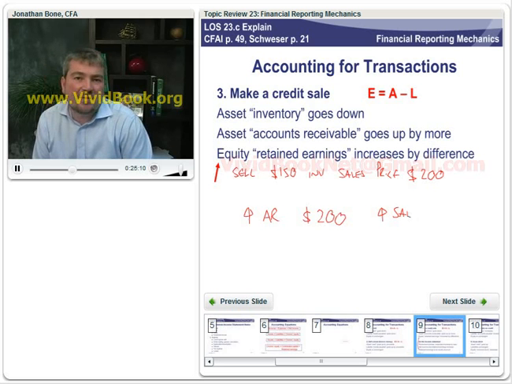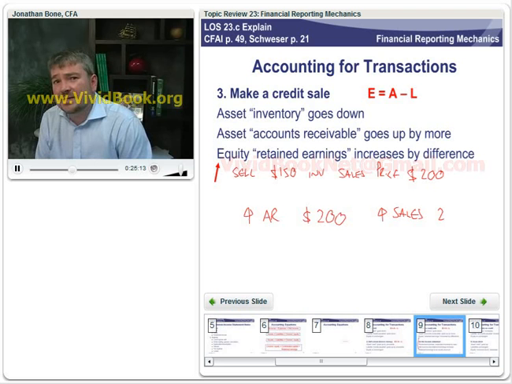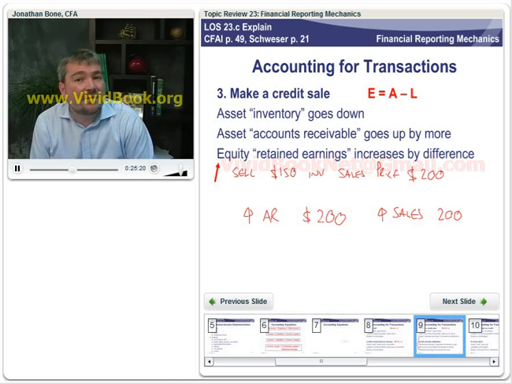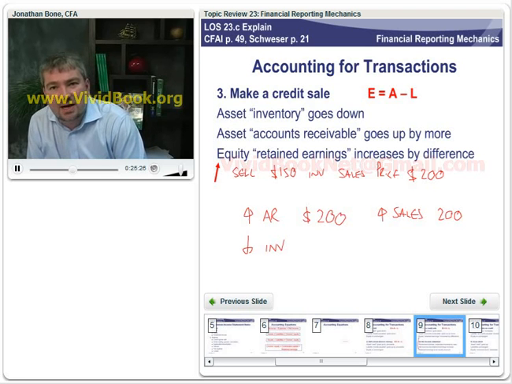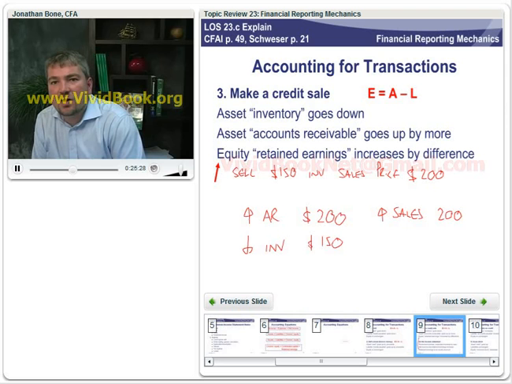Now also we've got the inventory. If we've sold the inventory, it's no longer in our balance sheet, so we need to reduce it. Inventory is also an asset, and we're going to reduce that by 150. The other side of that transaction appears in the income statement in our cost of goods sold, which is an expense, 150. So notice we've now got net income of 50, and a net increase in assets of 50 as well.